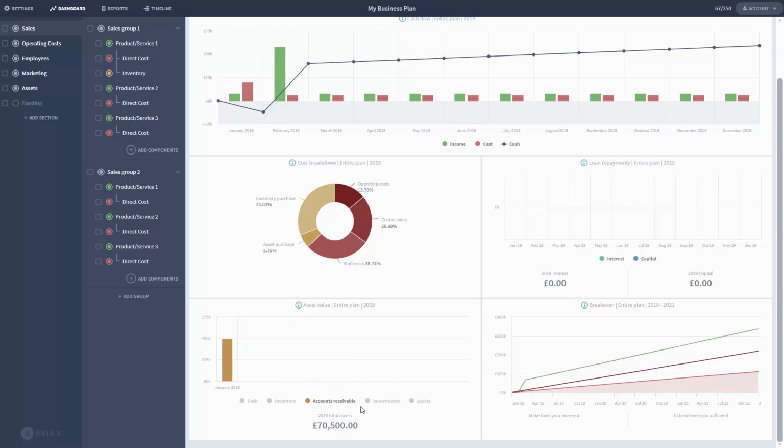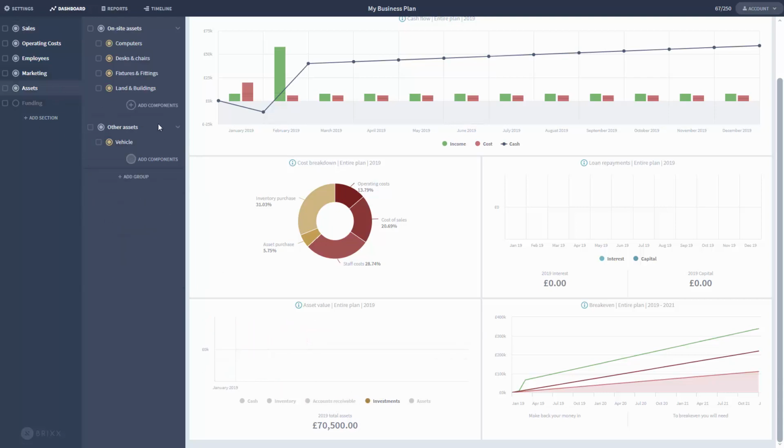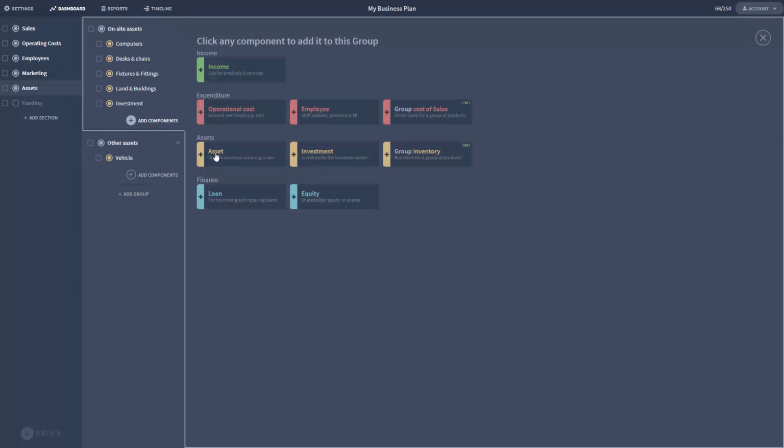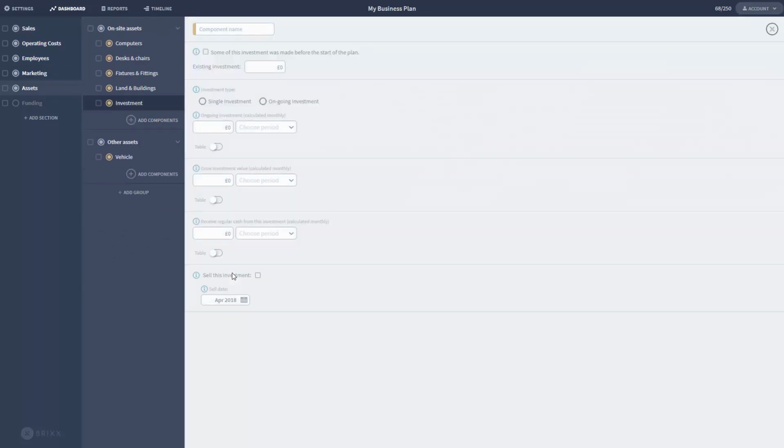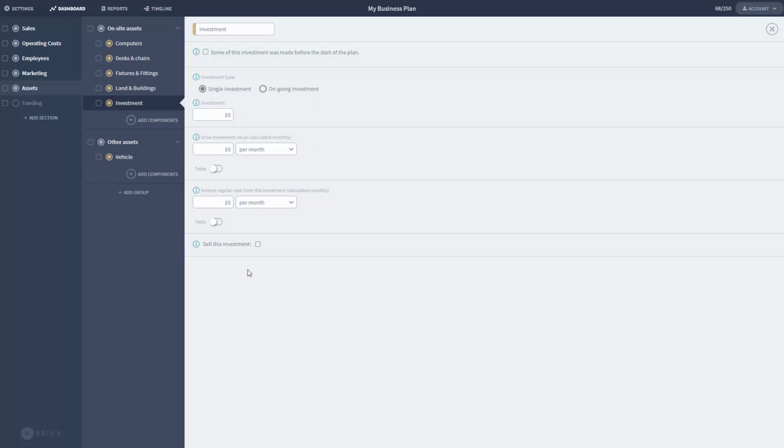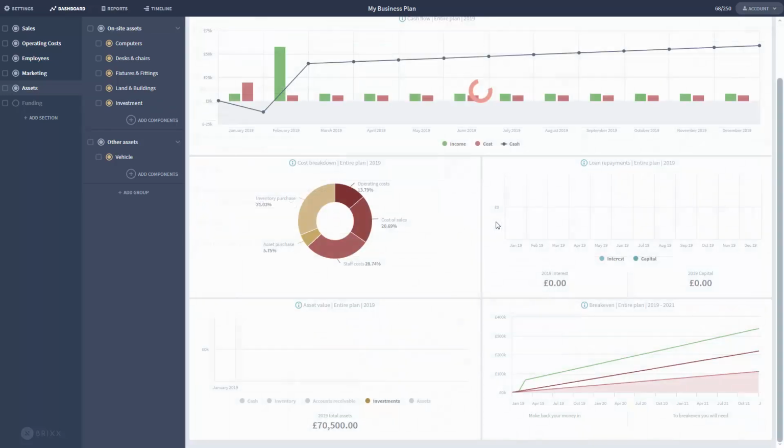And finally, on this chart we have investments, and this is another component that I don't have in this plan just yet, so I'll add one in. And this is investments the business makes with its money. So I can invest an amount of cash and get a return. I can have that investment grow over time, which is more relevant for this chart actually because it's showing value, and you can also receive a certain amount from this investment every period as well.